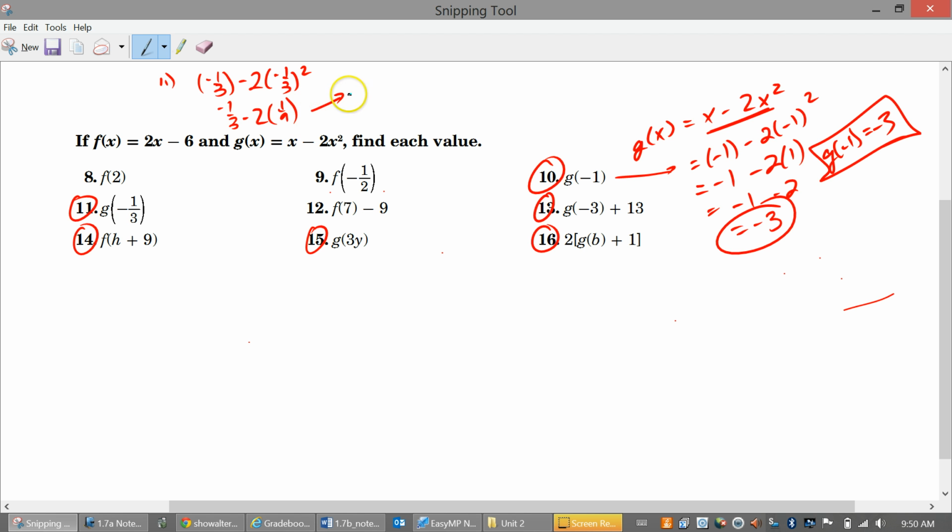-2 times 1/9, positive 1/9. We're just going to rewrite that as -2/9. -2 times 1/9 is -2/9. And then we go ahead and add those, and that'll be -5/9. Does that help?